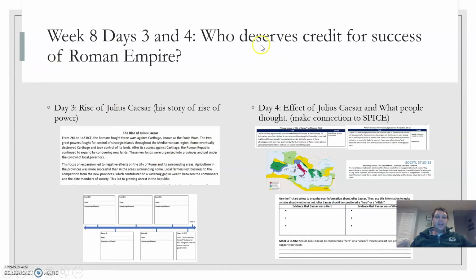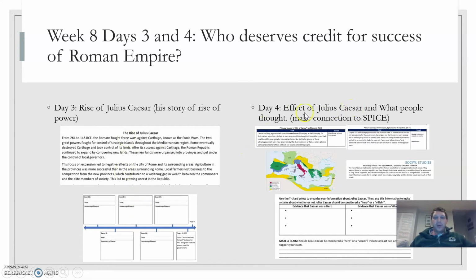Week 8, day 3 and 4, we switch to who deserves credit for the success of the Roman Empire, and start with Julius Caesar. So day 3 is the rise of Julius Caesar. This is from his biography. It's his story. You're going to annotate it and then fill out, basically looking at his 5 most important events, what led to him becoming the ruler of the Roman Empire.